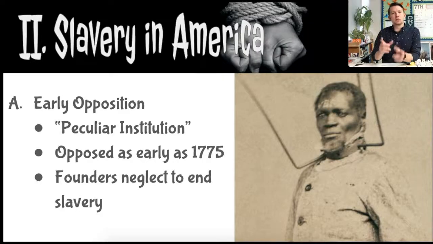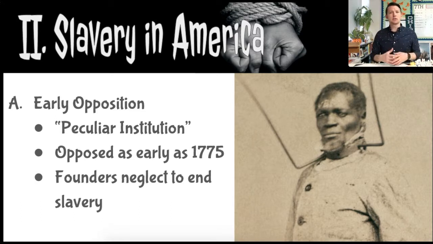Just a bit of review: in our last video, we talked about how there was some early opposition to slavery. It was always named this peculiar institution, a polite way to say it. As far back as 1775, even before the Declaration of Independence, many people had started to push towards ending slavery. Earlier we talked about how Abigail Adams was an early abolitionist who really spoke out against slavery. Alexander Hamilton will do the same.